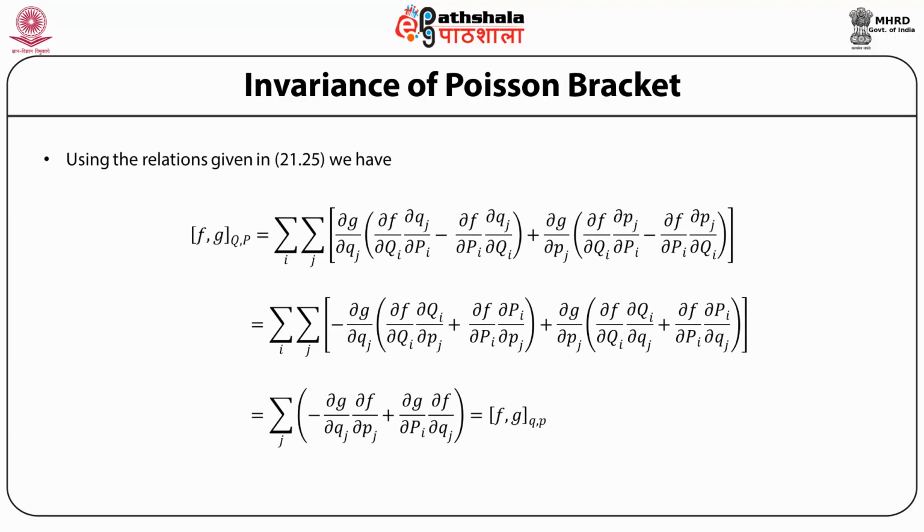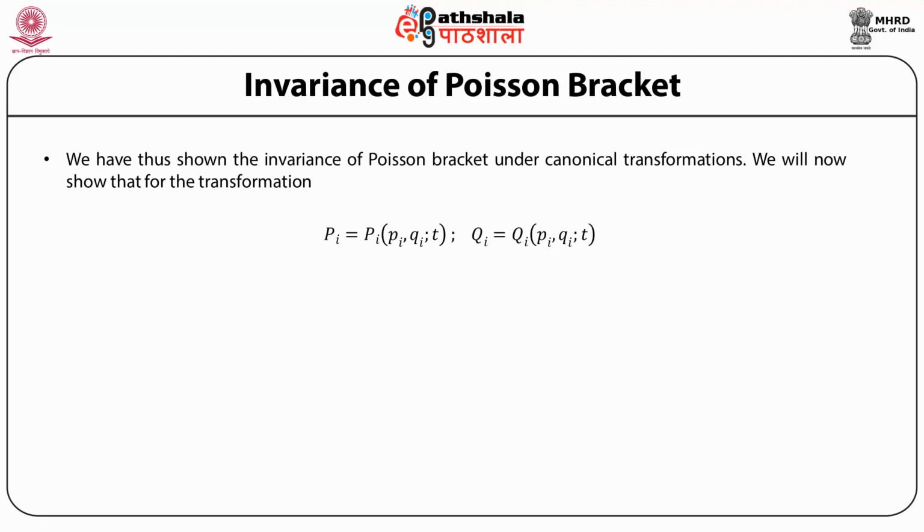Using the relations we have obtained earlier, it is now straightforward, though a little lengthy, to show that the Poisson bracket between two dynamical variables f and g with respect to the new coordinates and conjugate momenta, capital Q and capital P, becomes equal to the Poisson bracket between these two dynamical variables with respect to the old coordinates and momenta. We have thus shown the invariance of the Poisson bracket under canonical transformations.